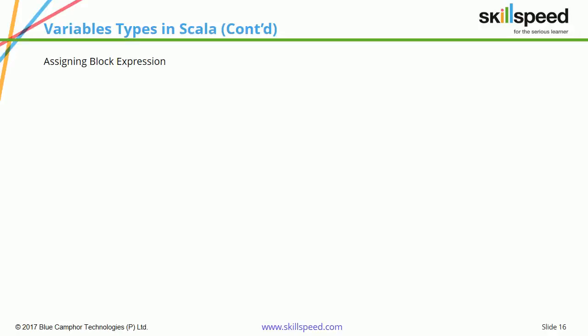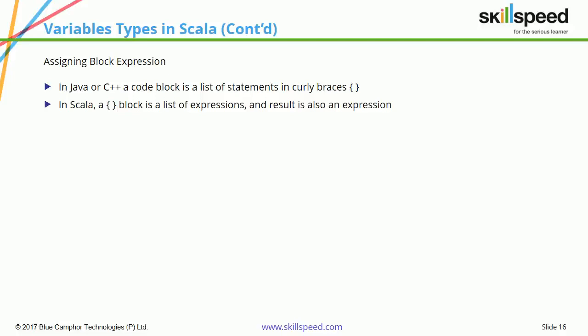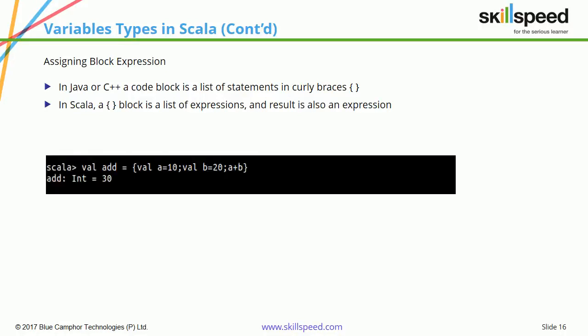Now let's have a look at assigning a block expression. If you are familiar with languages such as Java or C++, a block of code is represented by curly braces. Now in Scala, when you type curly braces and type some expressions within them, that is called a block expression. In the example, you can see that I'm declaring a variable called add, and within the curly braces I'm typing val a equal to 10, val b equal to 20, a plus b. Now if you hit enter, you can see that the result is 30.